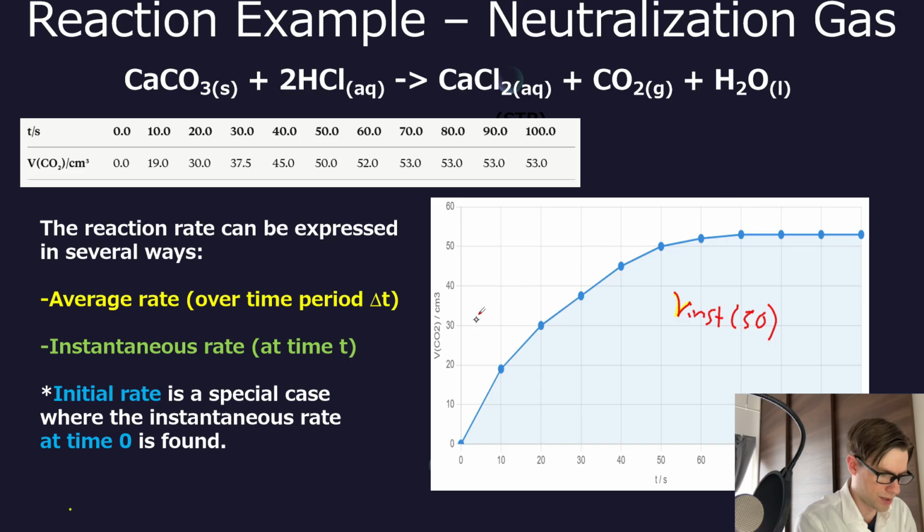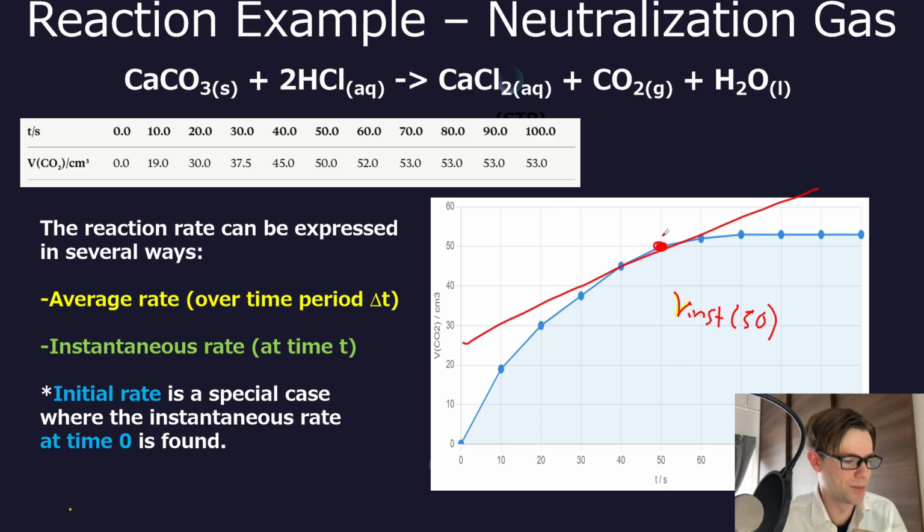I need a straight line only contacting that line here. I didn't do the best job because your line's not supposed to touch the graph at any more than one point. It looks like mine kind of goes in and then it comes out, right? But that's the idea of it. Find a line like this that only touches your graph at one point, and then find the slope of that line.